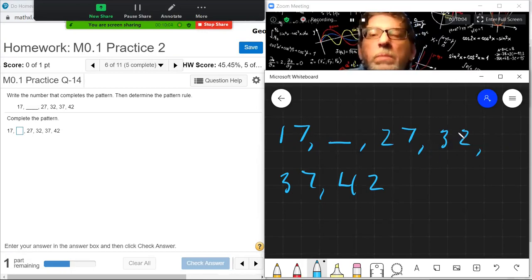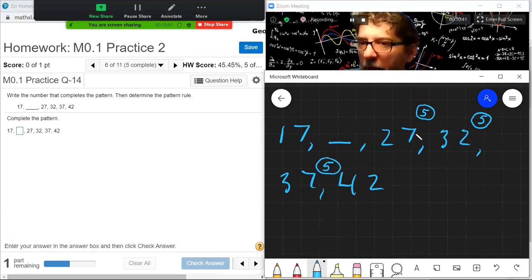So let's do the same kind of procedure. What is the difference between 32 and 27? The difference is 5, right? That's how much space there is between those numbers. How about between 32 and 37? Well, that's 5, okay? How about the difference between 37 and 42? If you subtract those, you also get 5. So 5 seems to be how much we're skipping by.